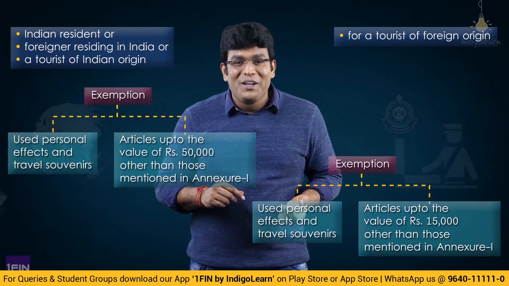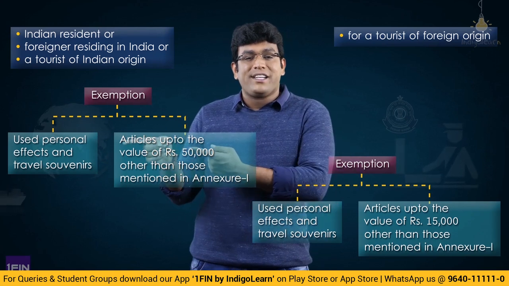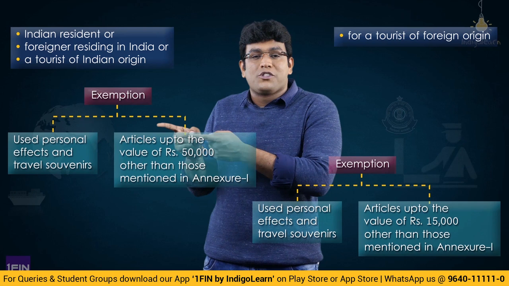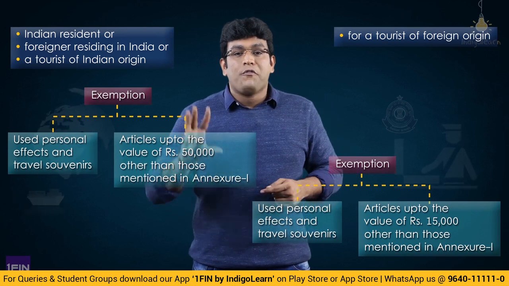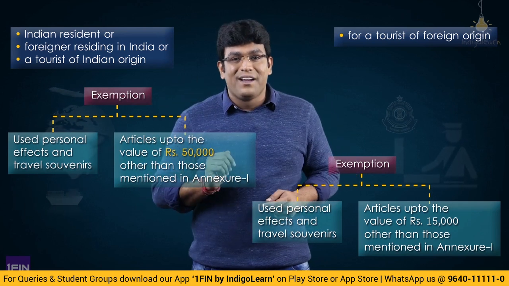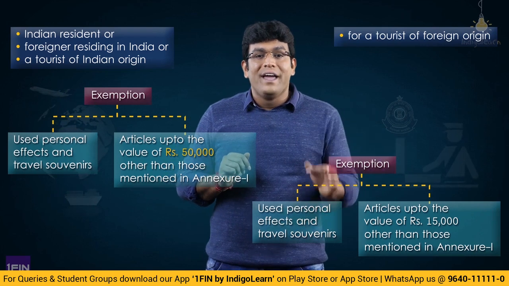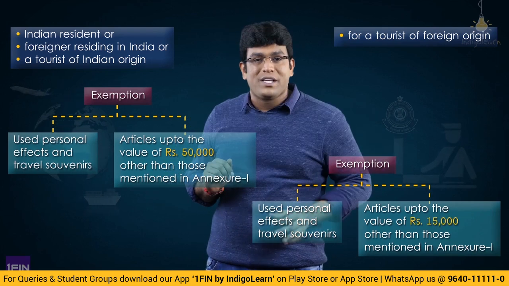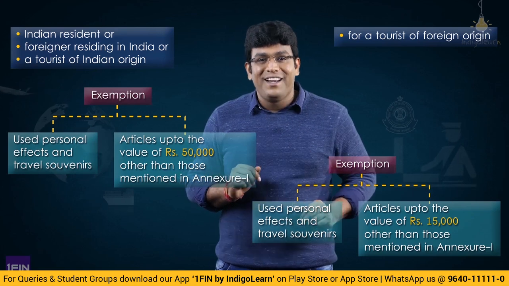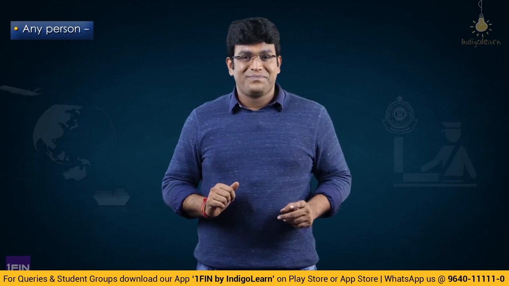We'll talk in detail. So, if you observe carefully, for Indian resident, foreigner residing in India, tourist of Indian origin, they gave a limit of 50,000. But for tourist of foreign origin, the limit is only 15,000. Clear, right? Now, rule 3 applies to any person coming from other than Nepal, Bhutan, Myanmar. Now, when I say any person, that person is somebody who is other than an infant.